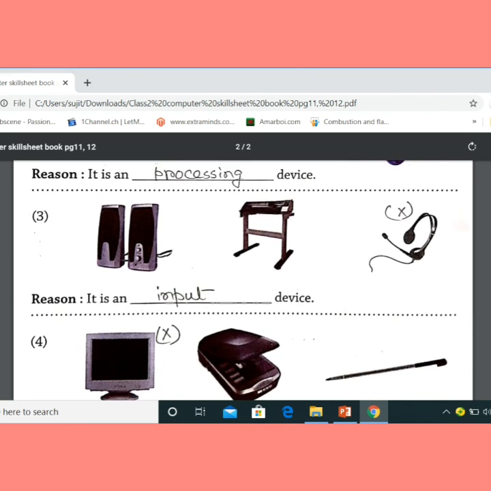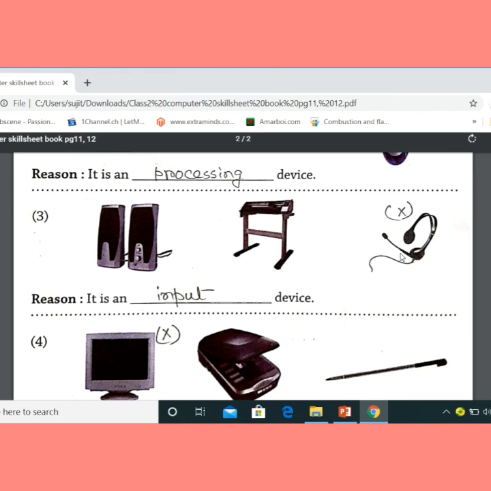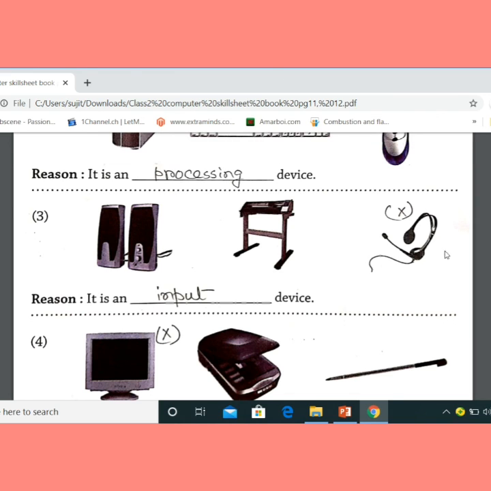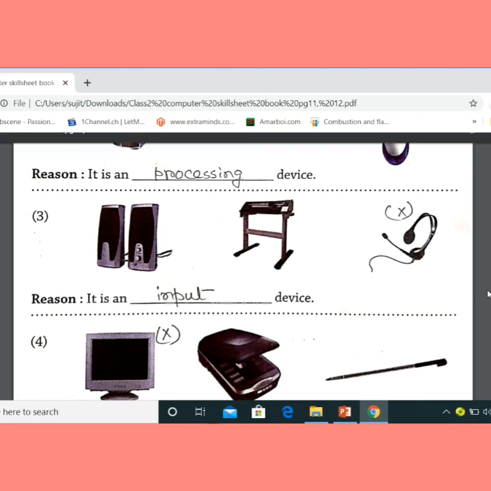Next, this is a plotter. This is an output device, and these are speakers. Both these devices are output devices, and the microphone is an input device. We learned in the last chapter that the microphone is an input device. So these are output and this is input. So which is the odd one? This is the odd one. Cross it and write here input device.